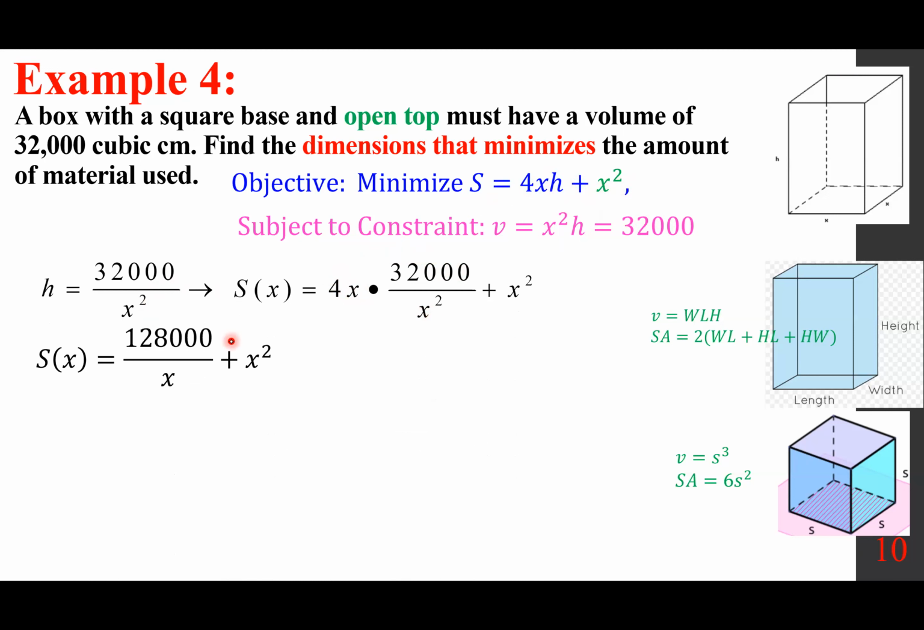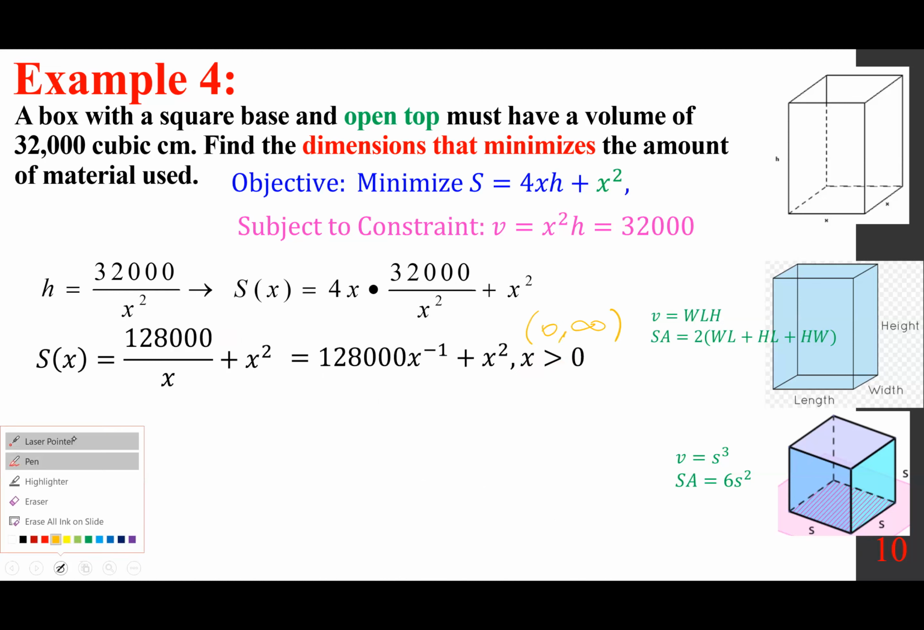We're going to bring this up and make it 128,000 x to the power minus 1. And x is positive because the only thing that we know is that dimensions must be positive. There's no other restrictions. So x is positive, or we are dealing with the following open interval of 0 to infinity. Sky is the limit. We can have any numbers.